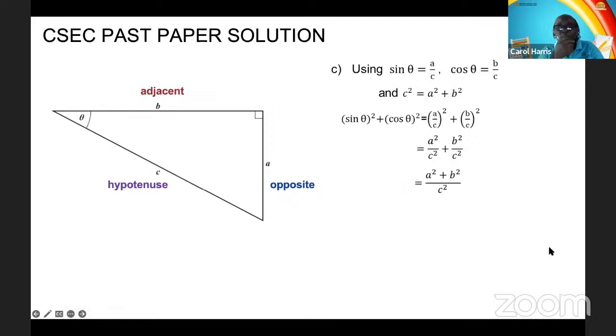All right, but remember we talked about fractions with the same denominator. I just add the numerators. So that means I can write this as A squared plus B squared over C squared. Talk to me again. What would be the next thing you would do? Since they've told me that C squared is A squared plus B squared, then I'm going to just simplify.